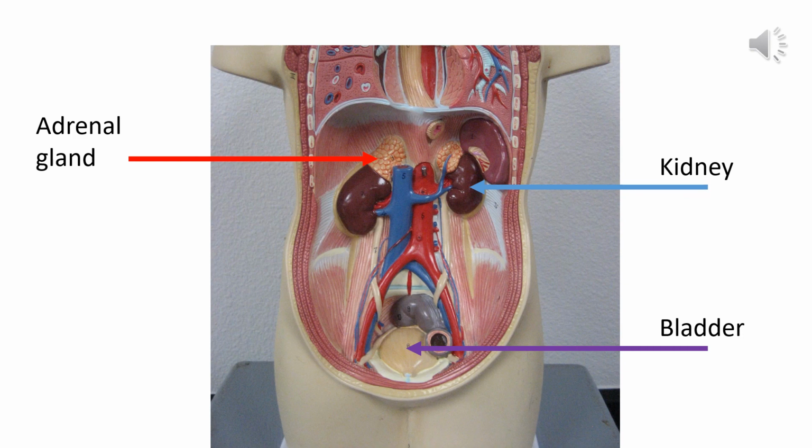But really they're more part of the endocrine system. They secrete a bunch of hormones, some of which are associated with regulating blood volume, so they're kind of, sort of, maybe like the kidney. They're really not part of the urinary system. They're part of the endocrine system, but they do sit right on top of the kidney.